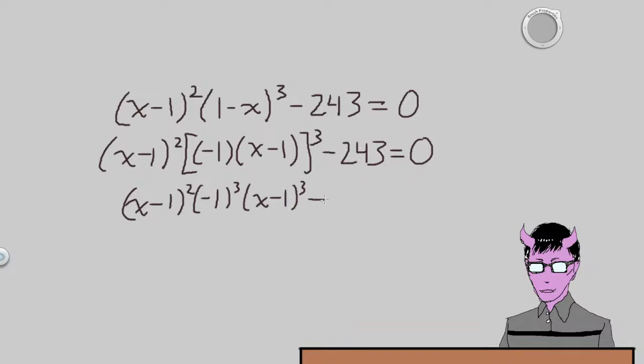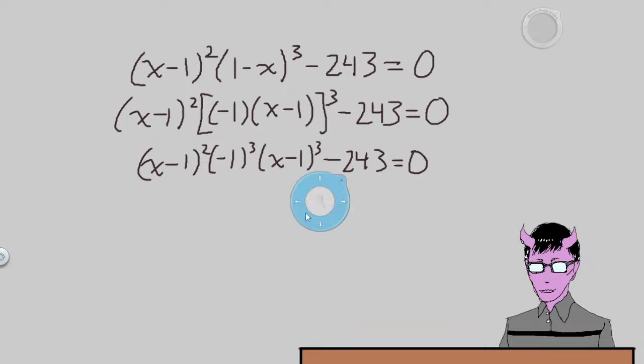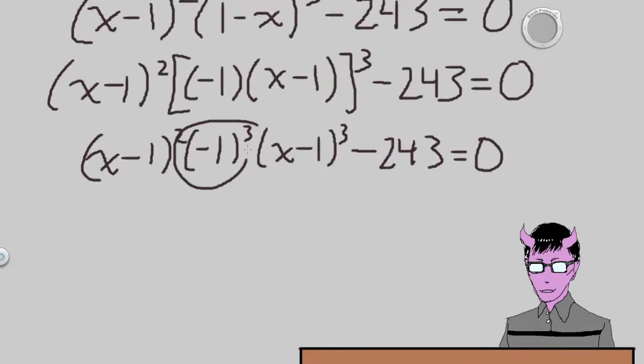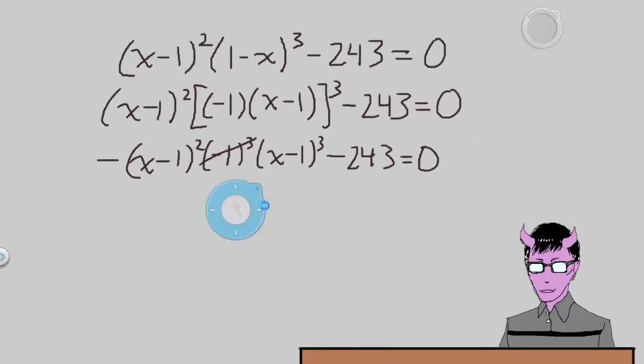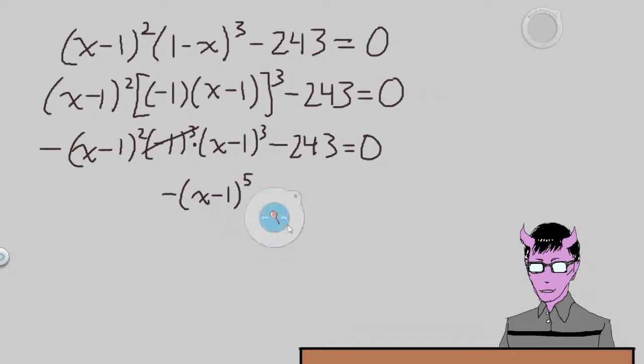And copy paste those two. So a few things to make note of. -1 cubed is still going to be -1, so I'm going to move it to the front like that. This base here matches that base, so since this is multiplication all around, we're just going to summate the exponents. So it'll be x minus 1 to the power of 2 plus 3, with a negative in front. And of course there's still a negative right there.